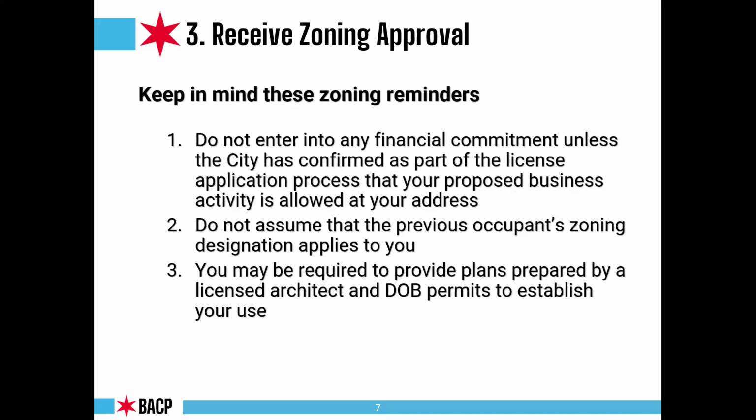Come up to the reception, let us know that you're inquiring to see if X activity is allowed at a specific address, and then someone from zoning can check that for you. Again, you don't want to assume, right, that the previous occupant's zoning designation applies to you. Just as an example, if the location you're looking to take over or engage your operation in served as a restaurant, it doesn't necessarily mean that it's going to be allowed for you to run that restaurant as well, right? So check with us first.